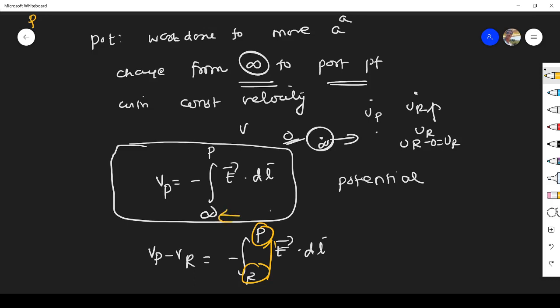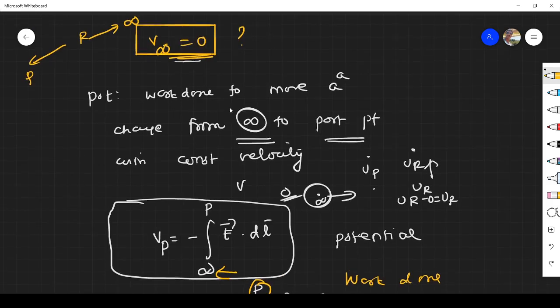So who is doing that work? This work is done by an external force. That is another important point, because the work is done by an external force. So you can add that potential is nothing but work done by an external force to move the charge from infinity to a particular point.